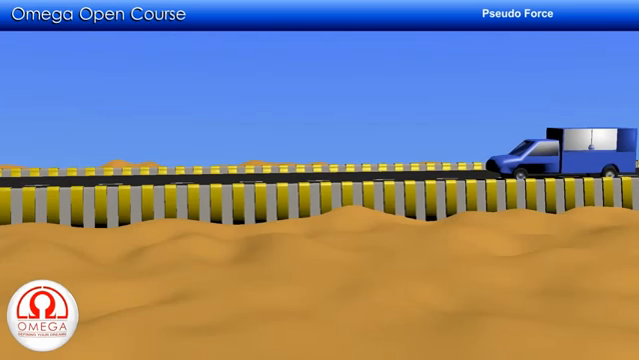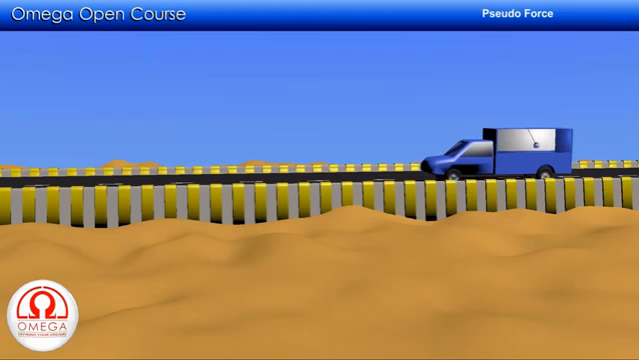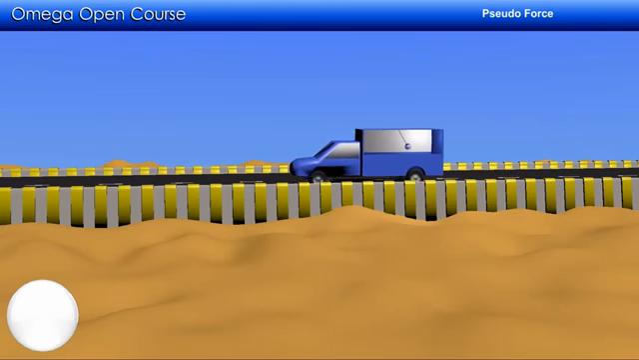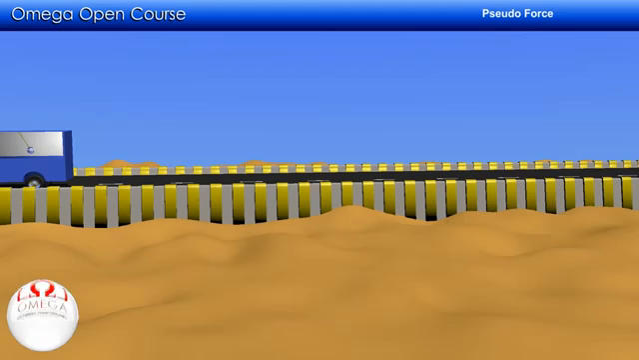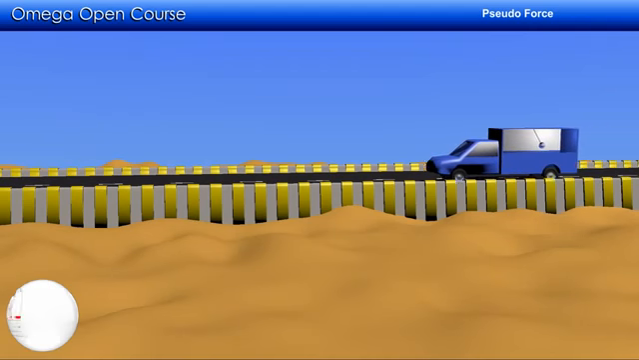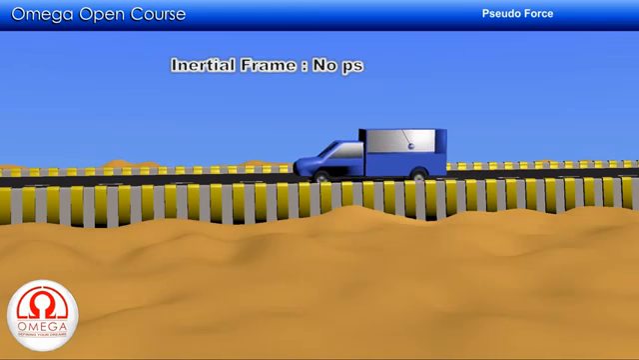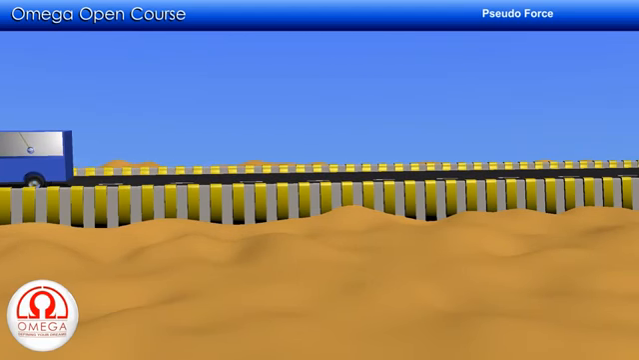Let us look at another example. Suppose a bob is suspended to the ceiling of a truck through a string. The truck starts accelerating and we have to calculate the tension in the string and the direction in which the string tilts. We can choose to solve this question either with respect to the road or with respect to the truck itself. If we look at the system with respect to the road, our frame is inertial and hence no pseudo force will act. But the bob will move with the acceleration same as the acceleration of the truck.